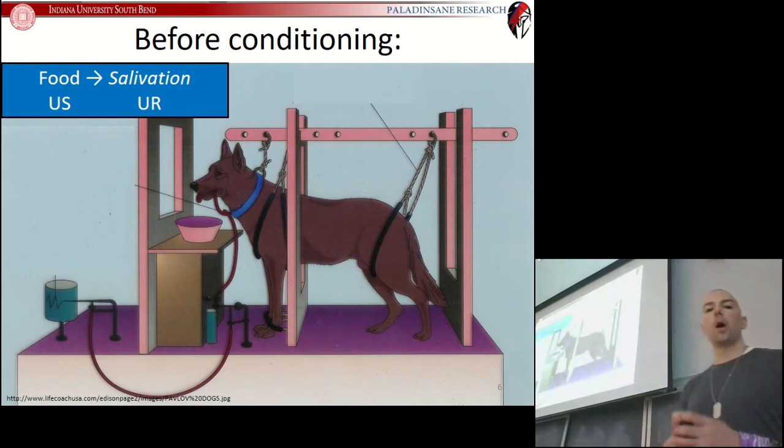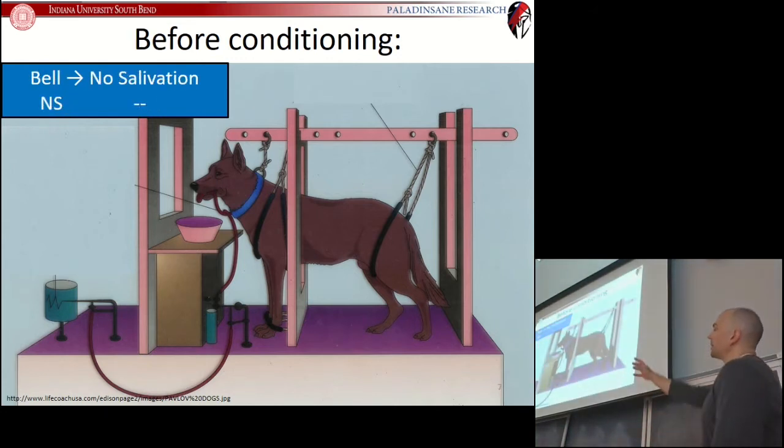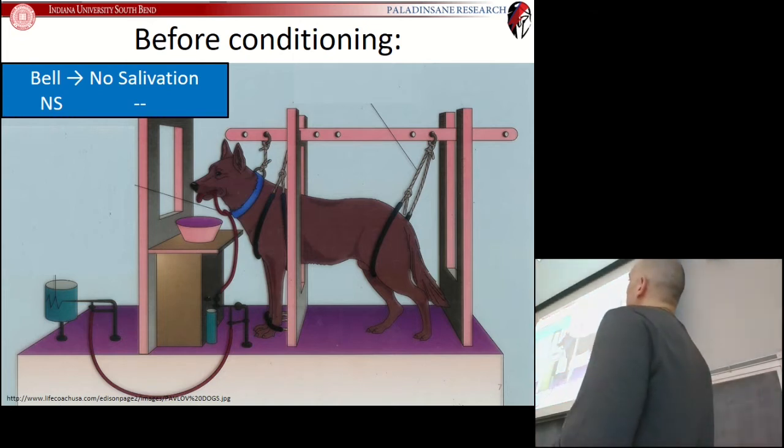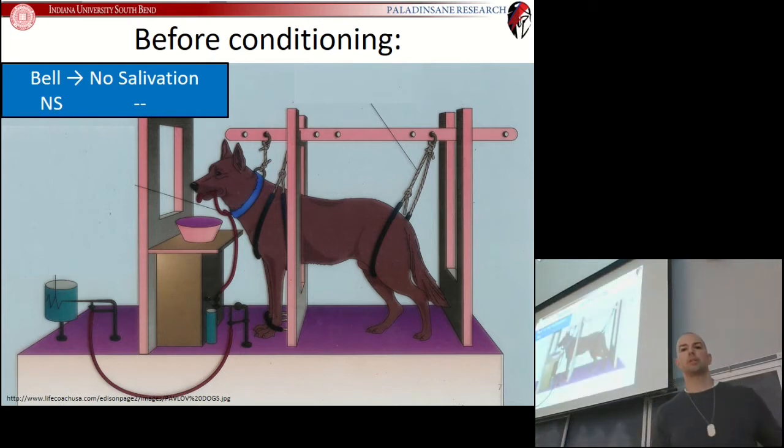And also, before conditioning, you have a neutral stimulus, which in this case is a bell. And the neutral stimulus does not cause any target behavior. So it will not cause salivation. It might cause other behaviors. I'd be very surprised if you rang a bell and a dog didn't look for the source of the sound, but it doesn't cause the target behavior that we're looking for, in this case, salivation. So the bell causes no salivation. The bell is a neutral stimulus.